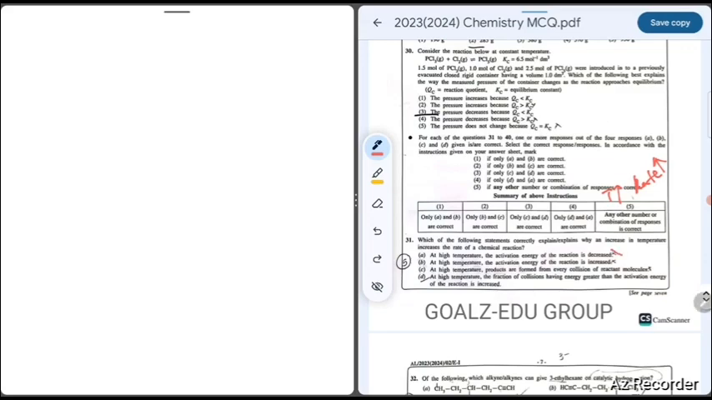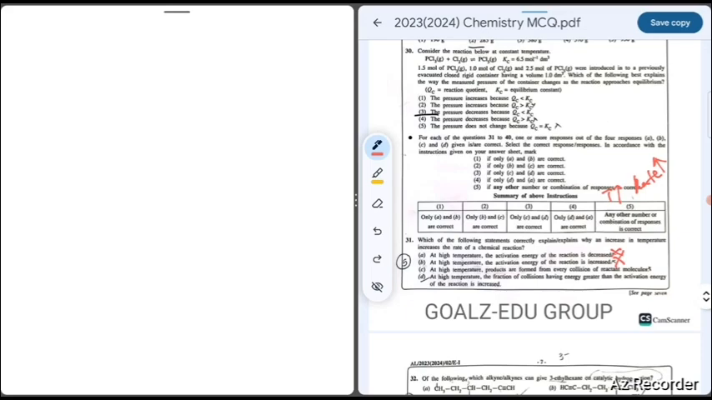No, that is wrong. Temperature cannot change the activation energy, because activation energy is a unique value for a particular reaction. Therefore, activation energy doesn't change with temperature change. So, at high temperature, activation energy of the reaction is increased? No, because there is no change in activation energy with the temperature change.